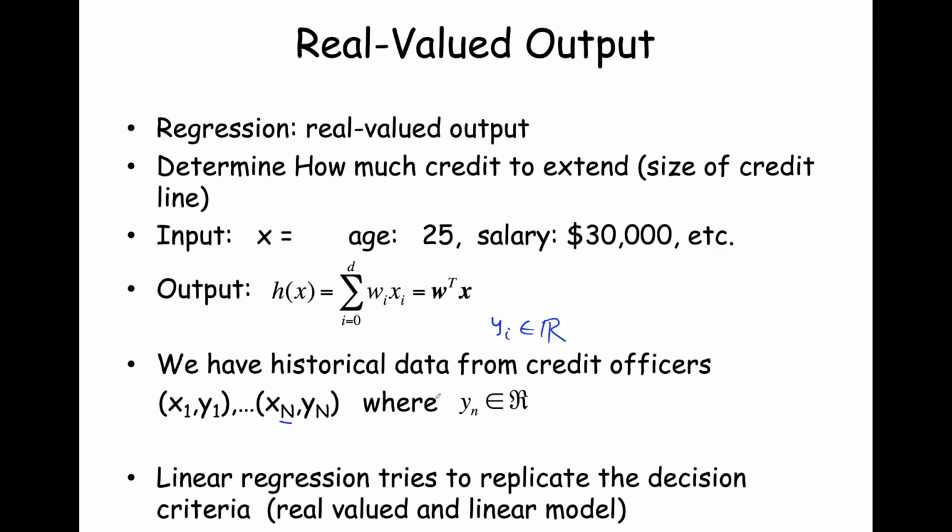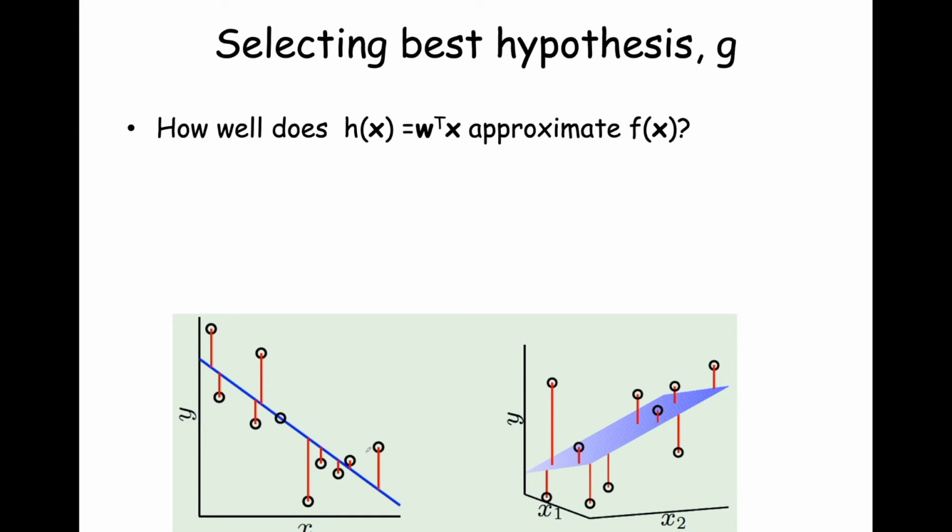And so what linear regression tries to do is find a hypothesis, just like in classification, our learner, as we've been talking about prior to this, tries to replicate the decision criteria, i.e., how do you set the weights so that the scores match the real valued labels. So you're trying to replicate the decision criteria as to the real values associated with each customer, where the real valued label is the amount of credit each person was extended. And so the question then is, how well does W transpose X approximate the ground truth target function?